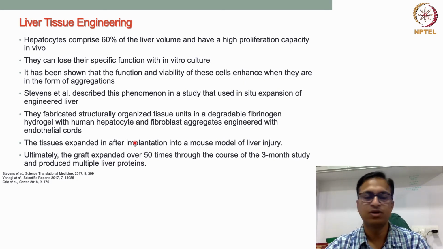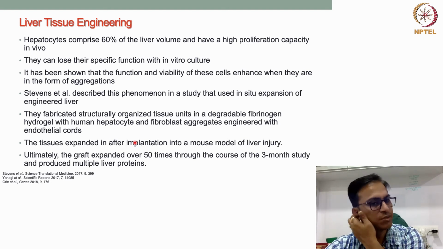So we have to always remember that if we are targeting liver tissue engineering, the cell density has to be very high. Another thing is that these cells are highly metabolically active, so they demand a lot of oxygen and nutrients, and we have to provide those. But as I mentioned, if we try to culture them outside the body, they lose their phenotype and specific functions. That is very challenging, and we need to take care of this.